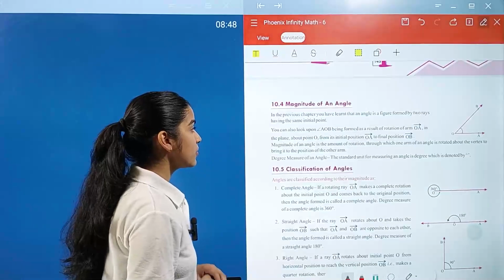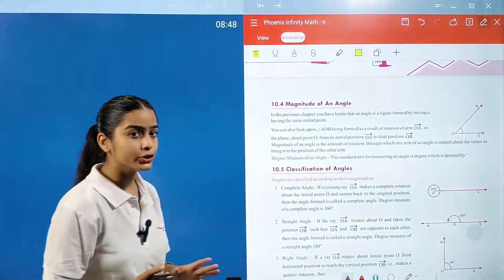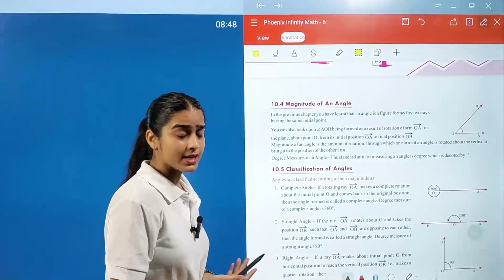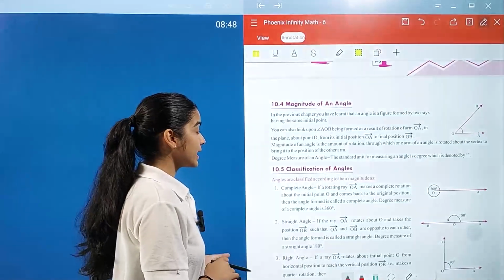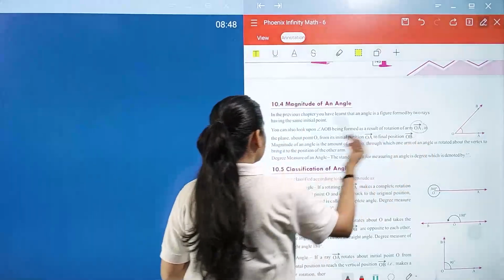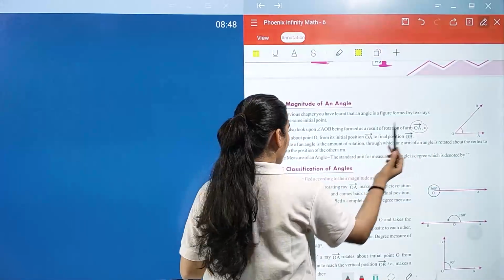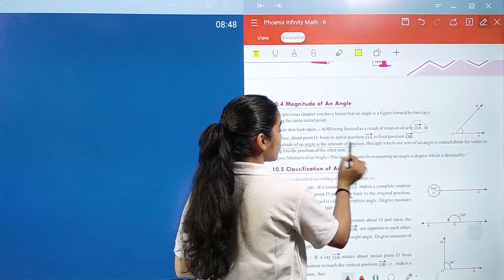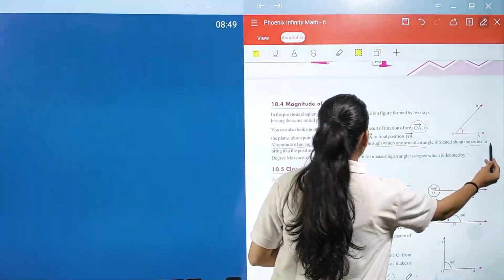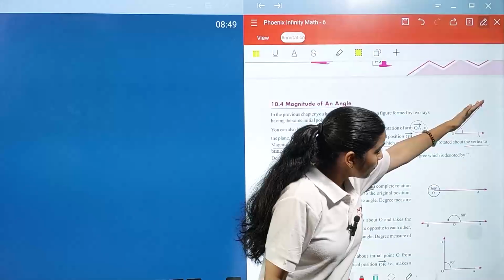In the previous chapter, you have learnt that an angle is a figure formed by two rays having the same initial point. We already did this portion in our earlier classes, in our previous chapter as well. So you can also look upon angle AOB as being formed as a result of rotation of arm OA in the plane about point O, from its initial position OA to final position OB. The magnitude of an angle is the amount of rotation through which one arm of an angle is rotated about the vertex to bring it to the position of the other arm. The movement of this ray, the movement of OB.